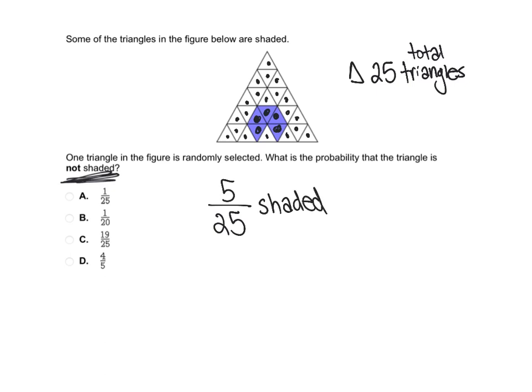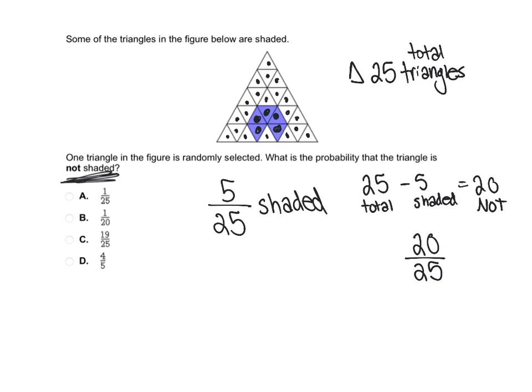There's a couple ways you can look at it. Way number 1 is you could think about, okay, how many aren't shaded? So you could say, well, there's 25 total minus the 5 that are shaded. And that would give you 20 that are not shaded. And you could get your 20 over 25, which we will simplify in a second.